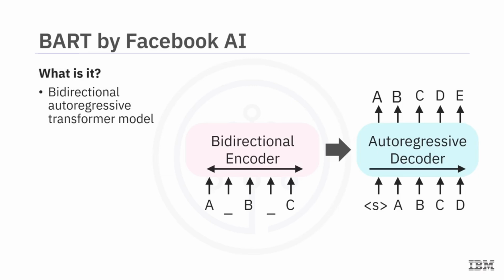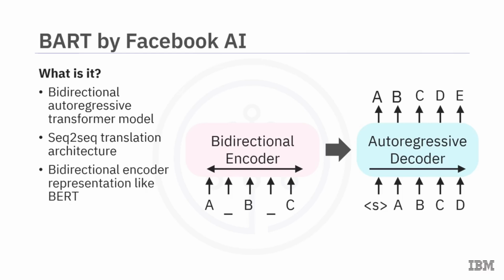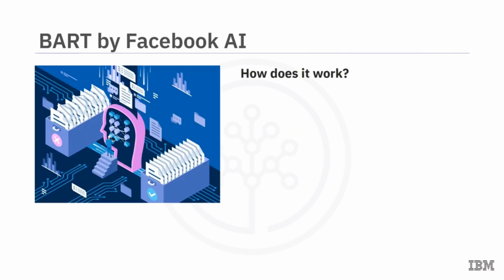BART is a bidirectional auto-regressive transformer model developed by Facebook AI. BART is a deep neural network with a sequence-to-sequence translation architecture with bidirectional encoder representation like BERT and a left-to-right decoder like GPT. BERT stands for bidirectional encoder representations from transformers. It refers to a family of language models by Google that uses pre-training and fine-tuning to create models that can accomplish several tasks. BART's bidirectional nature processes text forward and backward.